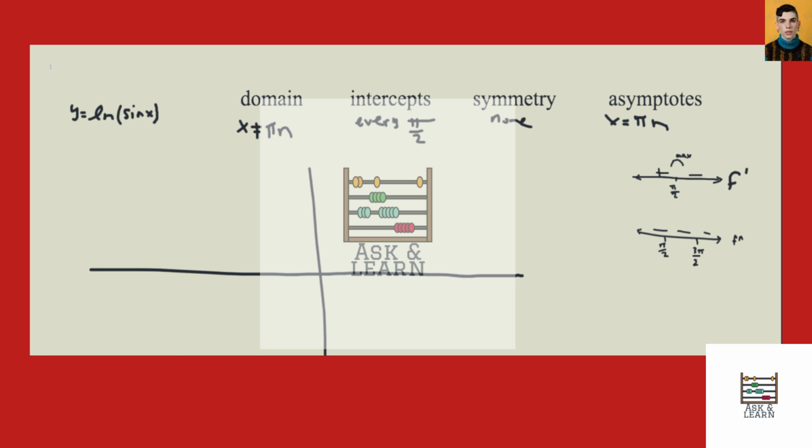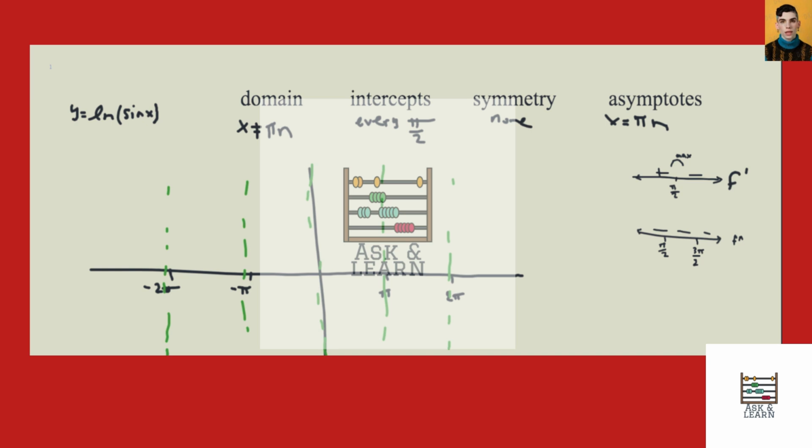So we have asymptotes at every pi. So if this is negative pi, this is pi. If this is 2 pi, this is negative 2 pi. Okay, and this is where our asymptotes are, as well as here. All right, so now we can see a local max at pi over 2. So pi over 2, 0 is that point.